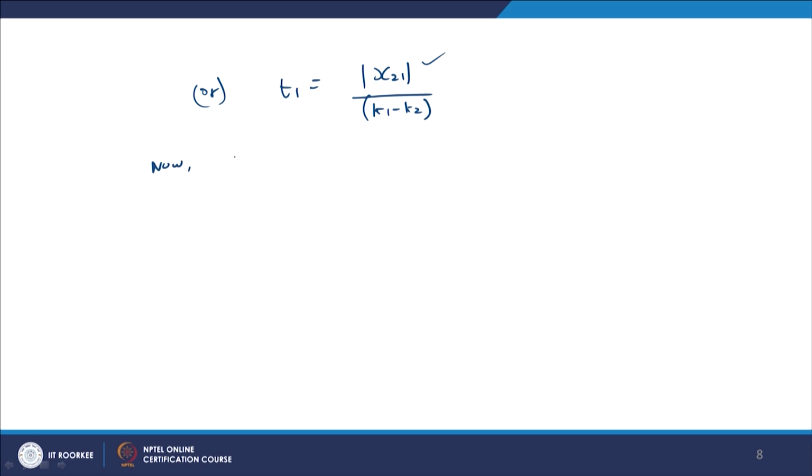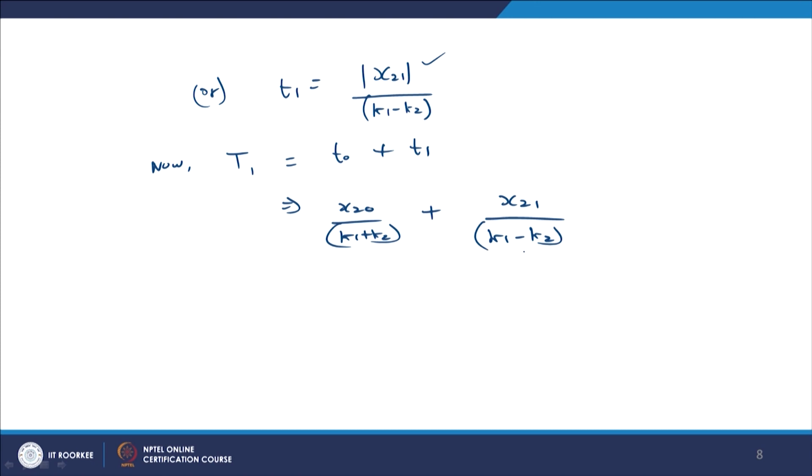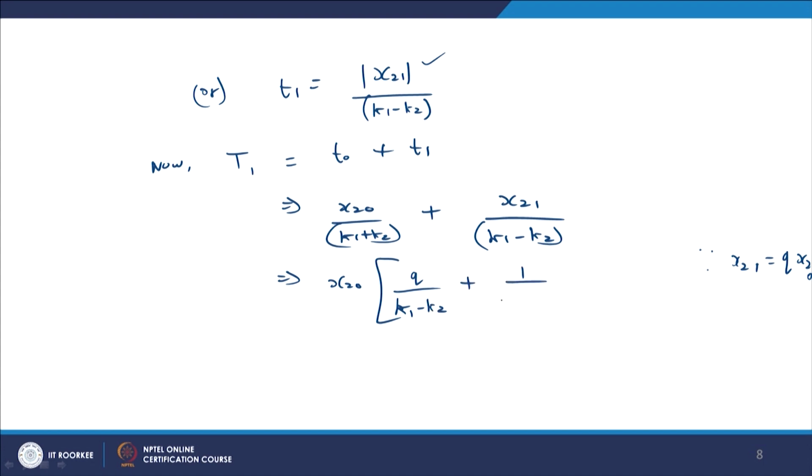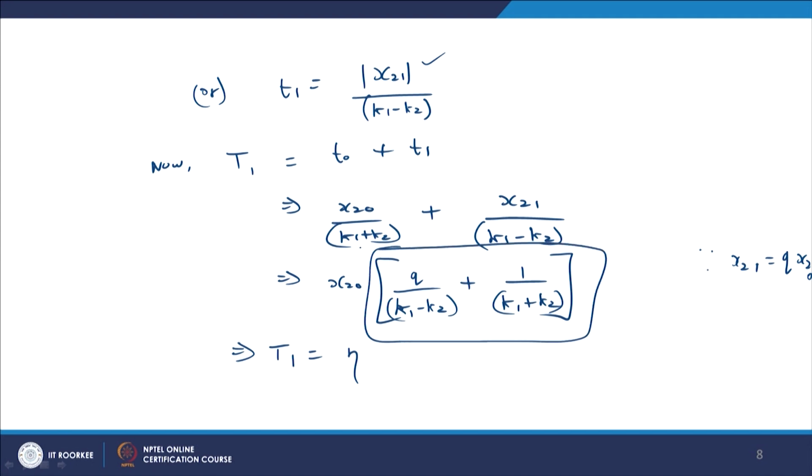Now, the total time, t0 plus t1, is given by x20 by (k1 plus k2) plus x21 by (k1 minus k2), where we take x20 outside. Since x21 is equal to q times x20, as we have proved, we can take x20 common, so q by (k1 minus k2) plus 1 by (k1 plus k2), which implies this whole part is a constant. So, it is eta into x20.